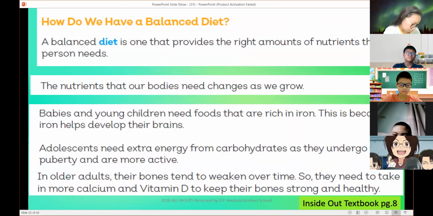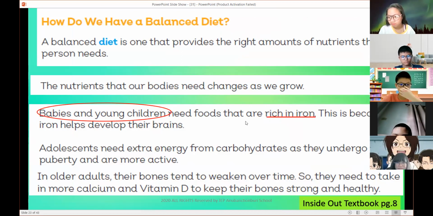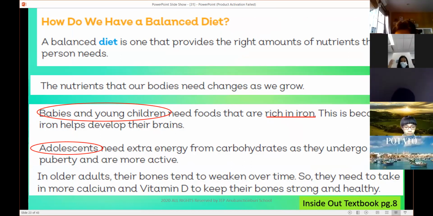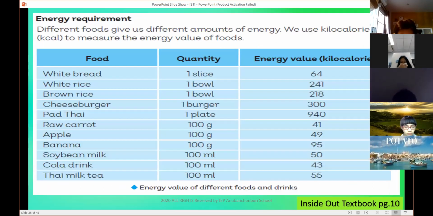So now let's proceed here. The nutrients here are the things that different groups of people need. For example, babies and young children need iron because iron helps develop their brains. Adolescents, like all of you, you are now approaching adolescence, right? So you need extra energy. That is why you need to eat a lot of carbohydrates. And in older adults, like your grandmother and grandfather, their bones start to become weaker. That's why they need to take in calcium and vitamin D. All right? Here you can refer to this in your book, page 10.